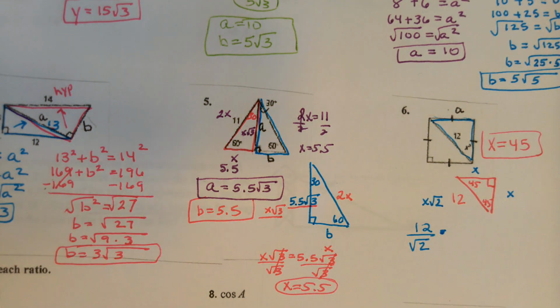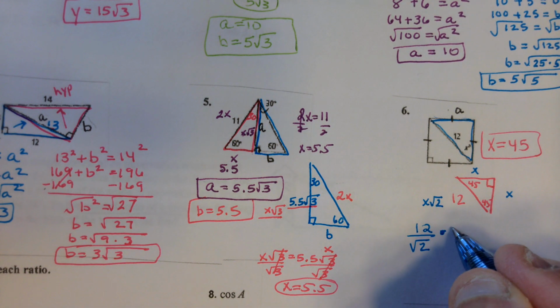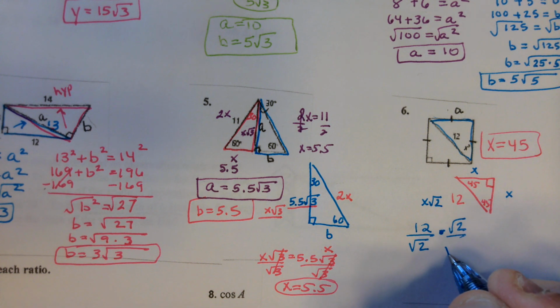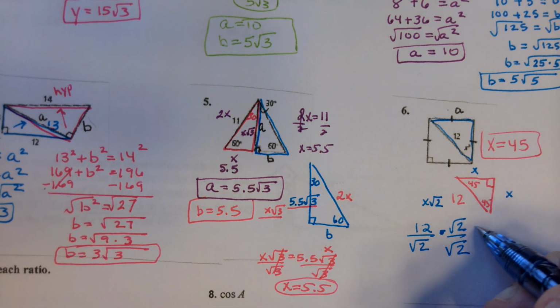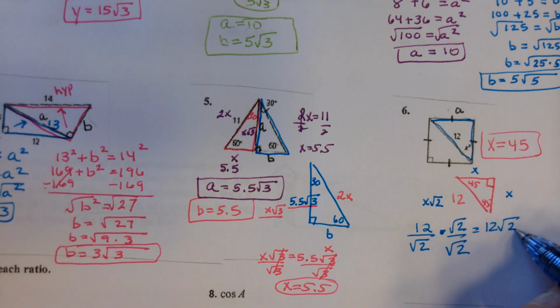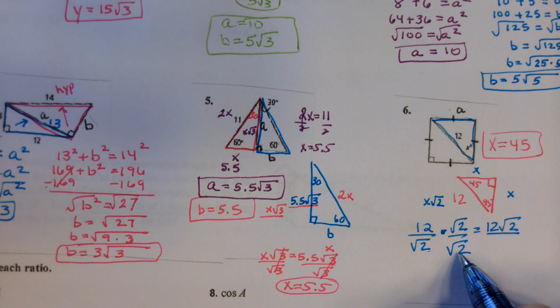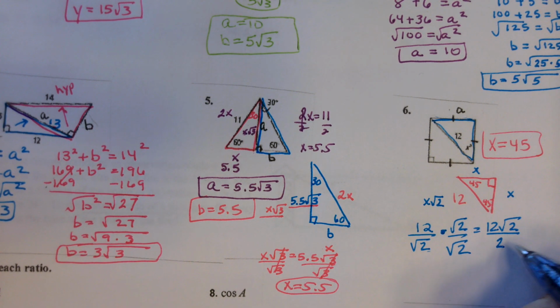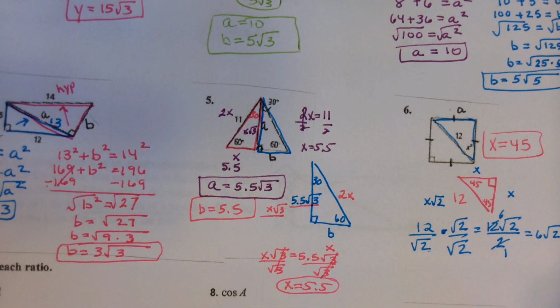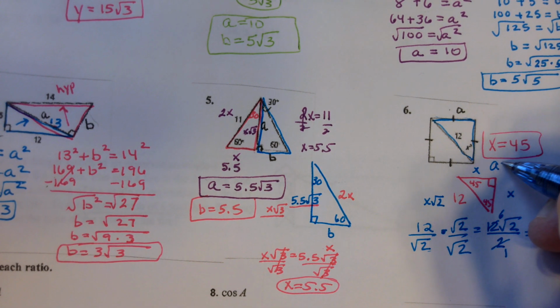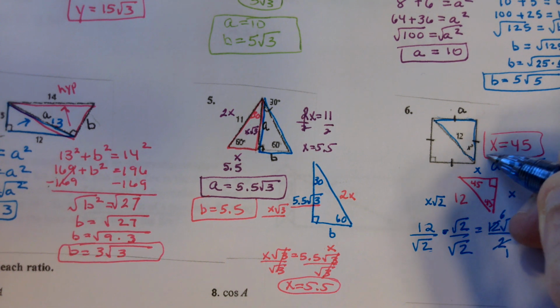Sorry for the interruption. All right, multiply by square root of 2 on top and bottom, and then we end up with 12 square root of 2, and what's on the bottom? Square root of 4, which is the 2. 12 over 2 is 6. My answer is 6 root 2. So A equals 6 root 2.